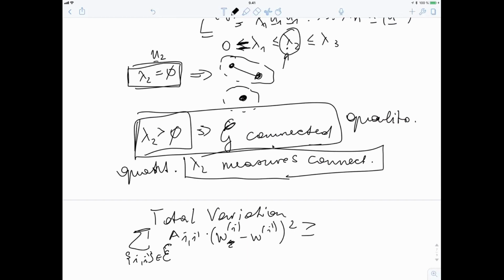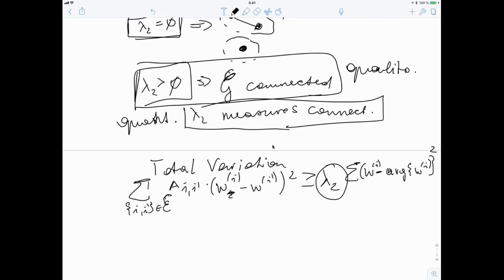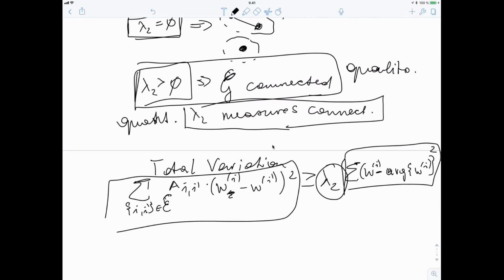And this is larger or equal than lambda 2 times the sum of squares of the local parameter minus the average. So this is the average of these local parameter vectors. So this lambda 2 allows us to lower bound the total variation in terms of the deviation of the local parameter vectors from its average. So this average here is just the average over all nodes.